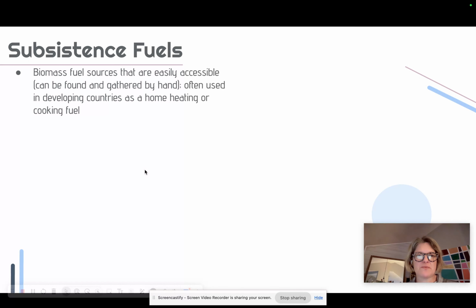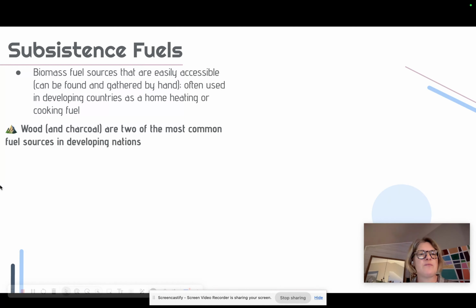So we already talked about subsistence fuels. Again, just to remind you, these are biomass fuels. They're easily accessible. They can be found readily, and they're gathered by hand. It does require a lot of time if you're surviving on subsistence fuels to find enough to keep your home going. This is generally only used in developing countries, and is used for heating homes and cooking fuel.